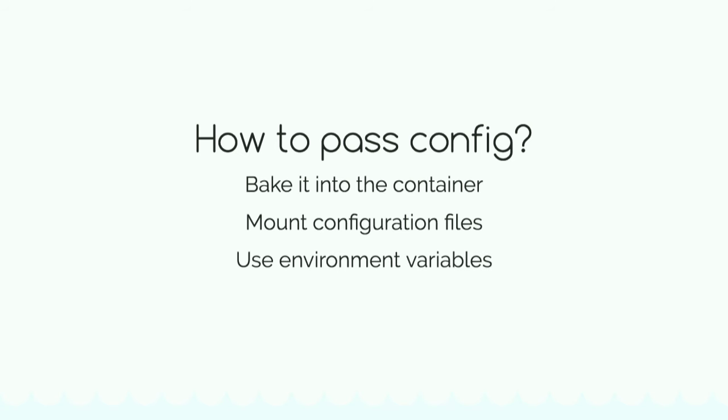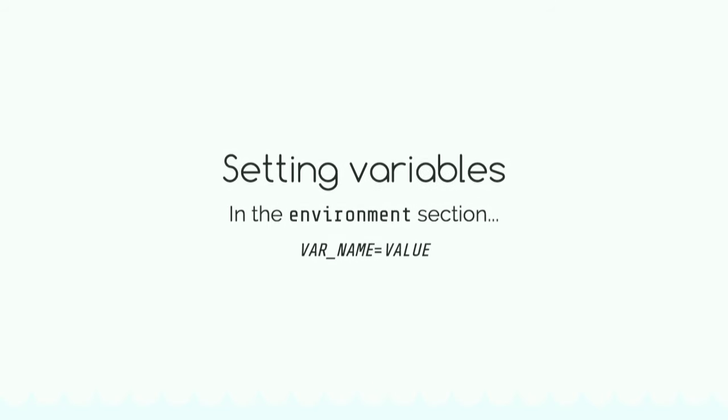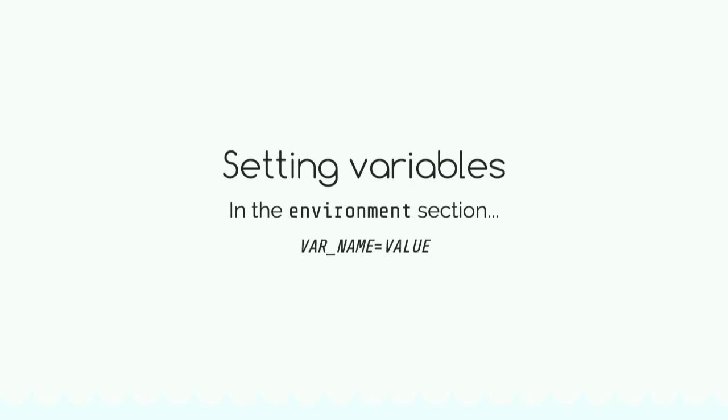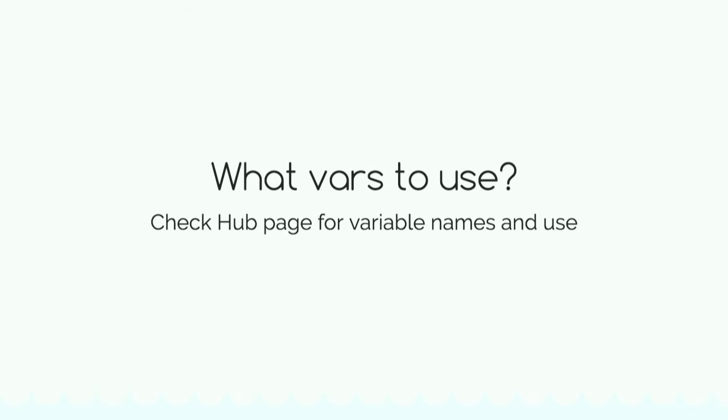A lot of Docker containers, though, use this method. They use environment variables. So what happens is we tell the container, specify this environment variable on startup. How do you set an environment variable in compose? You're going to put an environment section underneath the service name, and then you just use one or more variable and value key-value pairs.